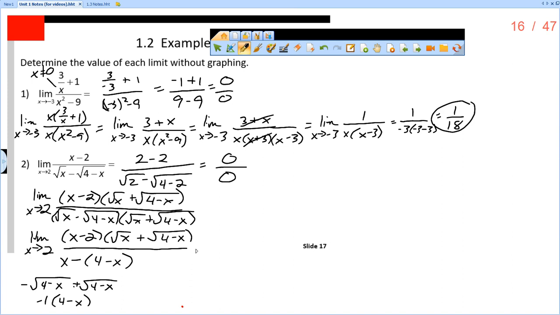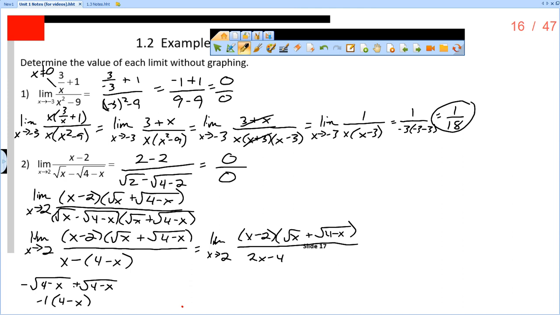And so that means that we have to remember to distribute that 4 minus x. All right. And so now I have the limit as x approaches 2 of numerator stays the same, x minus 2 times root x plus root 4 minus x. All right, and then the denominator, what does it become? Well, if I distribute that, I get minus 4 plus x. So I actually get 2x minus 4.